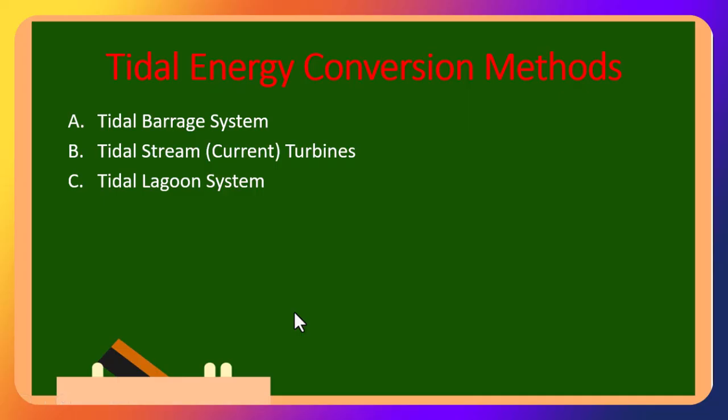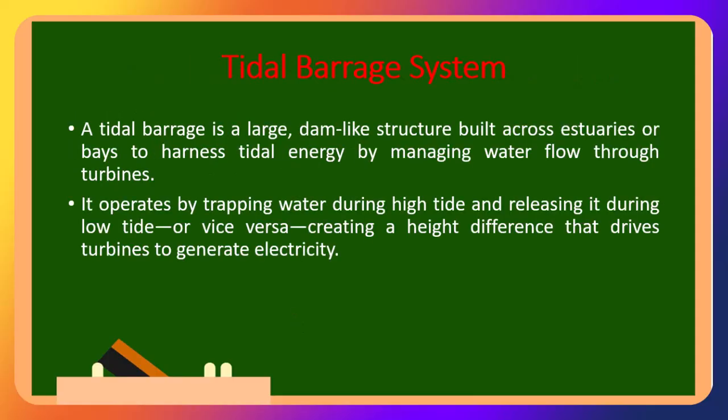We have three types of tidal energy conversion methods. One is the tidal barrage system, then the tidal stream turbine, and the tidal lagoon system. Let us see them one by one. First, the tidal barrage system is a large dam-like structure built across a bay to harness tidal energy by managing water flow through turbines. It operates by trapping water at high tide and releasing it during low tide, and vice versa.